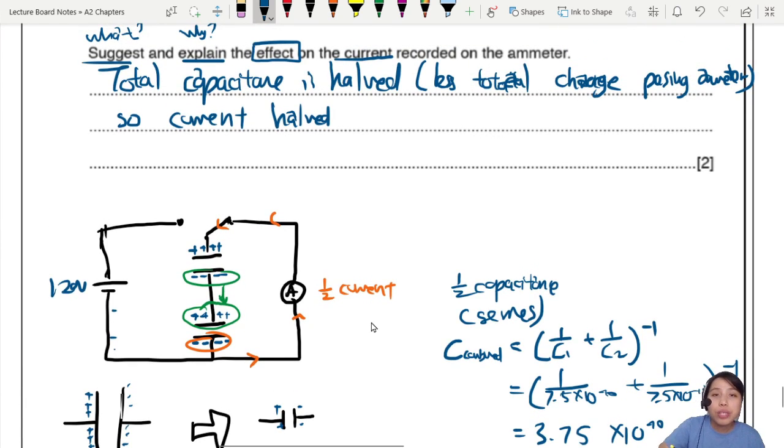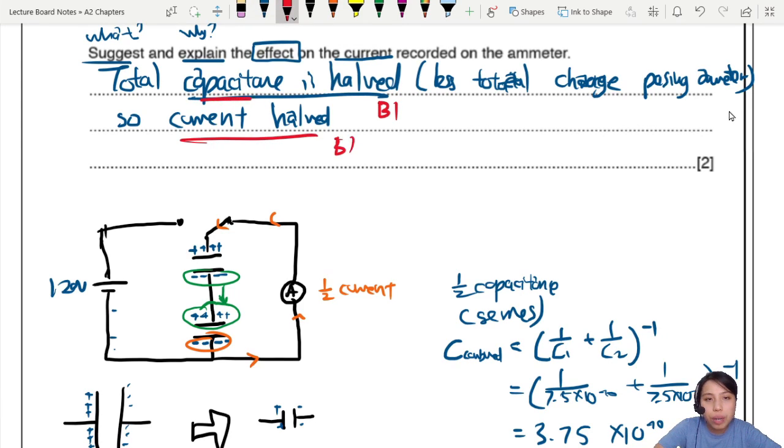Okay, so this one is 2 marks. Capacitance half, current half. So capacitance half will be your first mark, B1. Wow, it's in red.